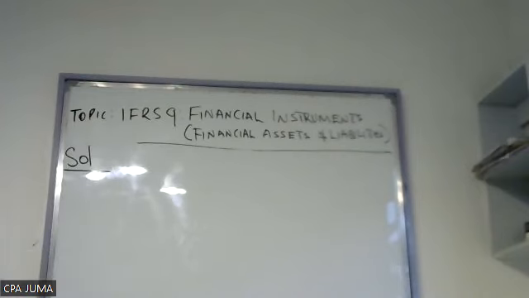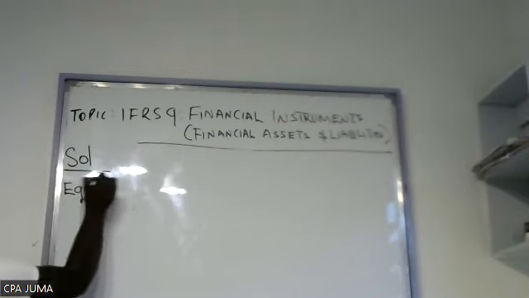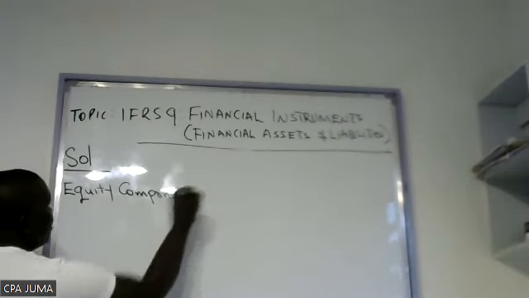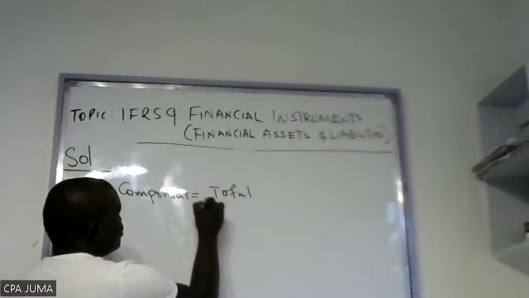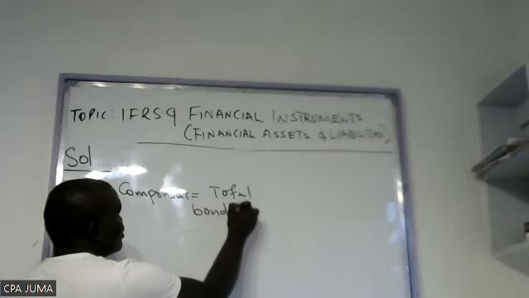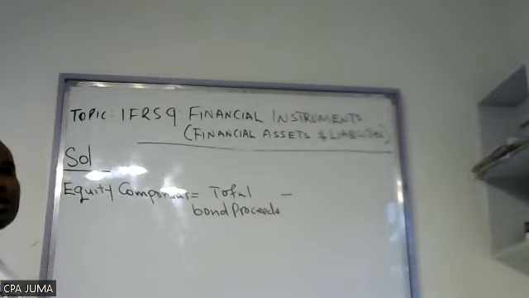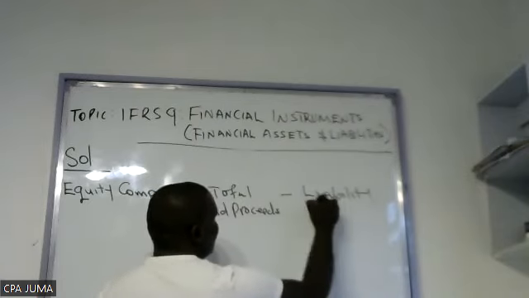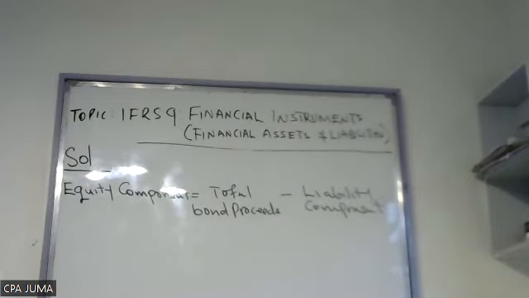In the solution, we say the equity component is equal to the total bond proceeds, you subtract the liability component. Correct.